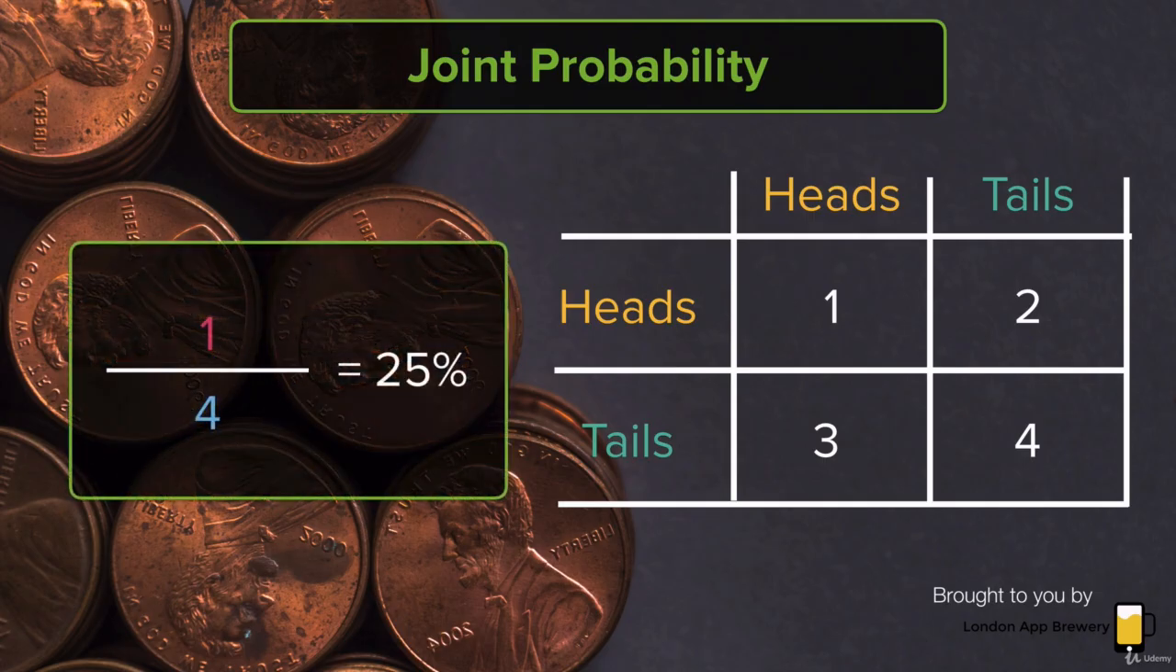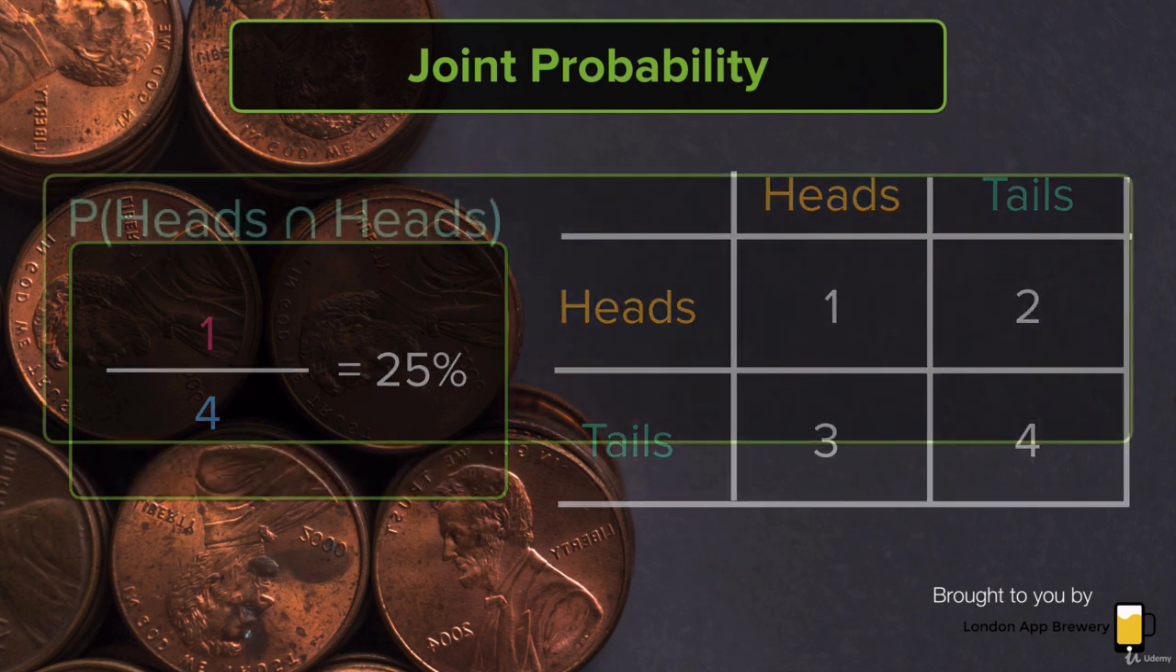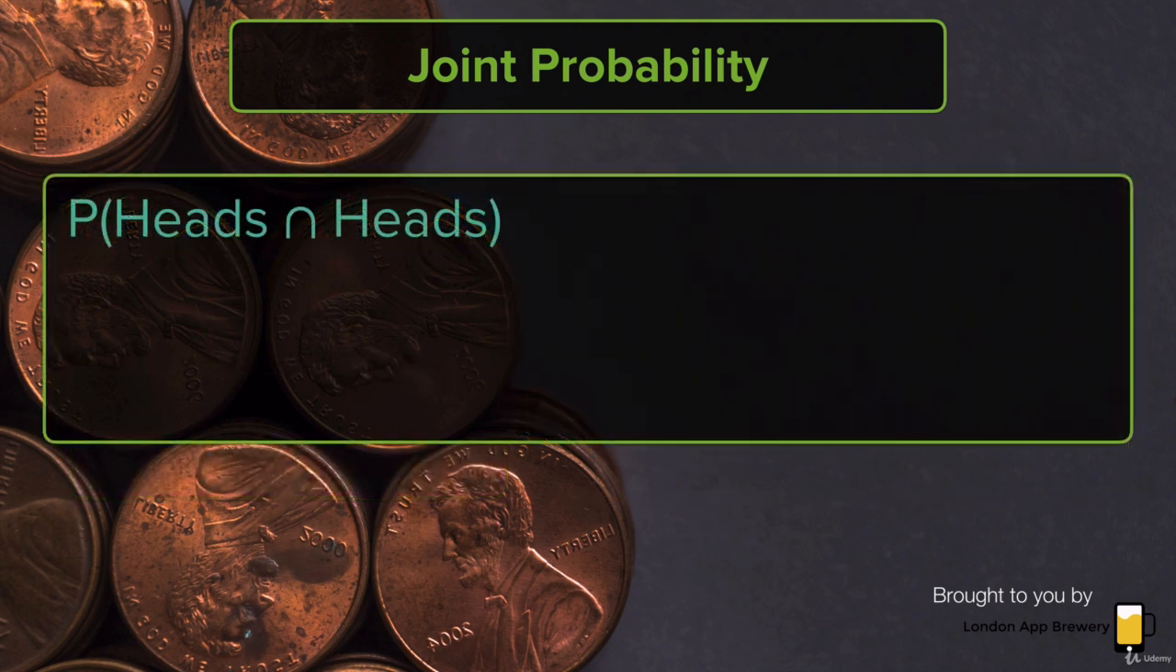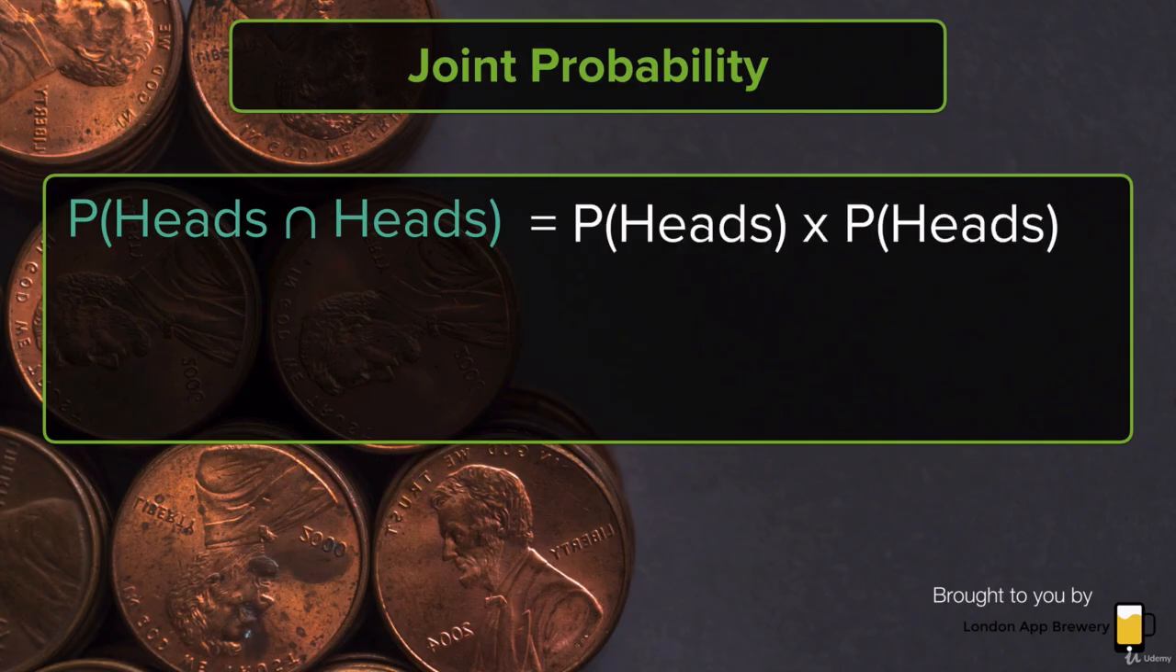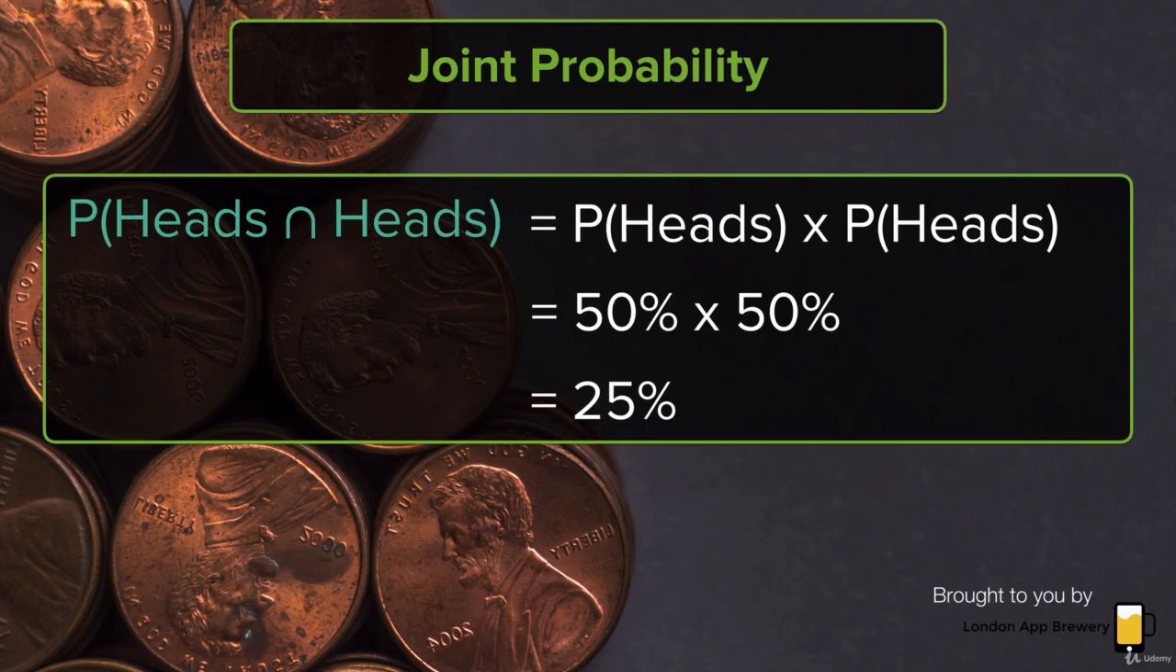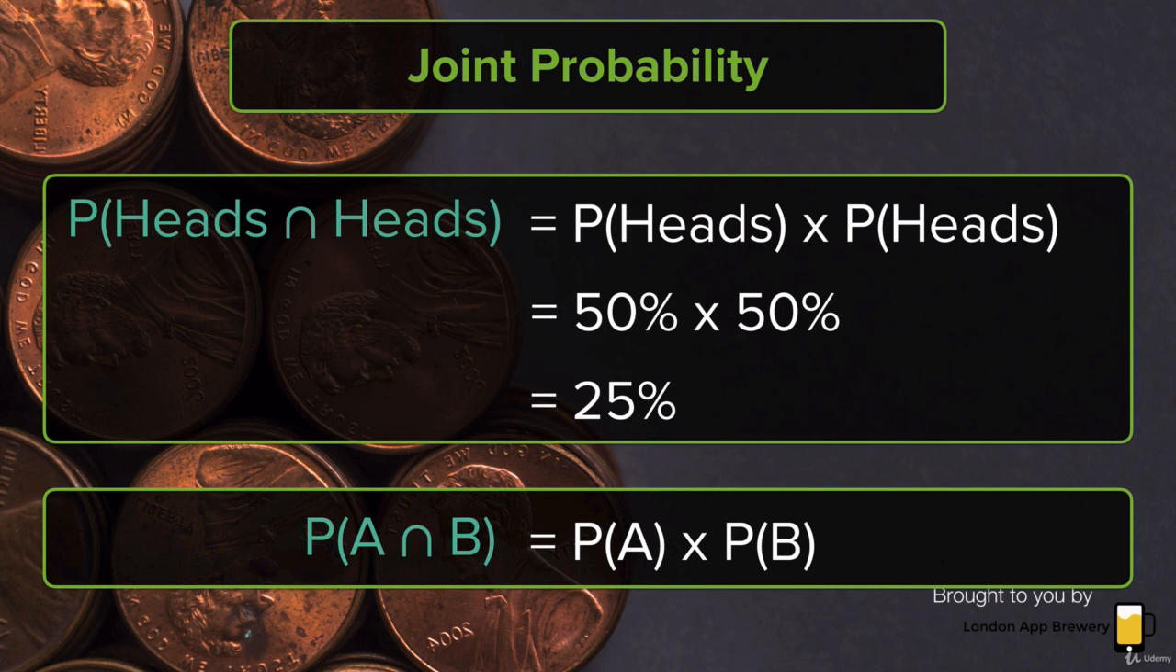But you know what? There's a better way to calculate a joint probability. All we have to do in our coin flipping example is to multiply the probability of getting heads times the probability of getting heads. Since we have a 50-50 chance of getting heads, it's 0.5 times 0.5, which is 0.25 or 25%. In other words, we're multiplying the probability of A times the probability of B. And that's how we can get the probability of A and B.